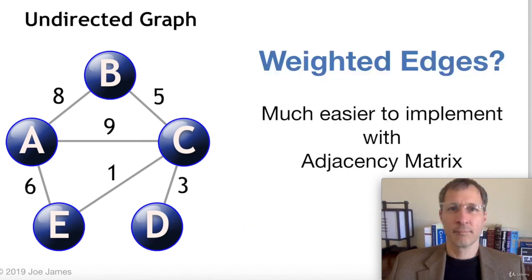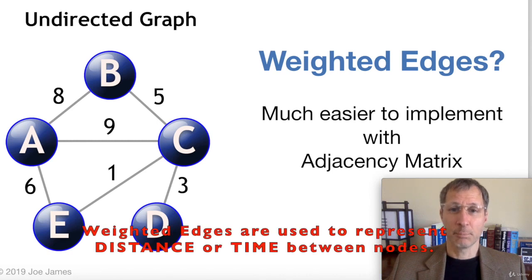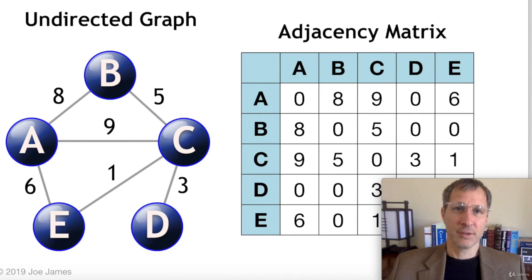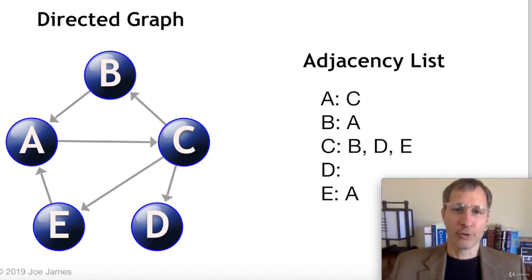Now, if you have weighted edges, it's much easier to implement this with an adjacency matrix. Why? Because instead of putting just a 1, you can put the weight in the matrix. In an adjacency list, you'd probably have to put a tuple, which includes the weight. In a directed graph, it's fairly easy to implement in either one of these. In an adjacency list, you would just put the outbound edges from each vertex. So from A, you can see that A has an outbound edge to C, so we would list in A's adjacency list only node C.